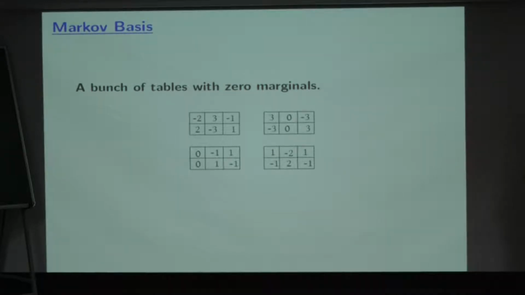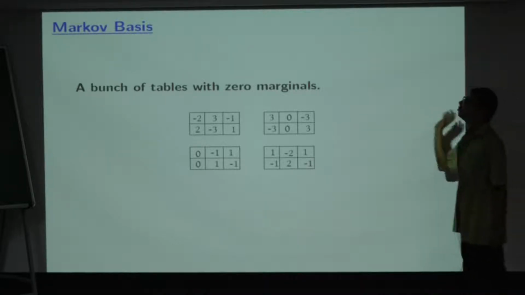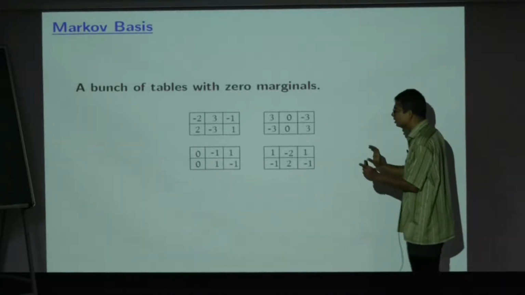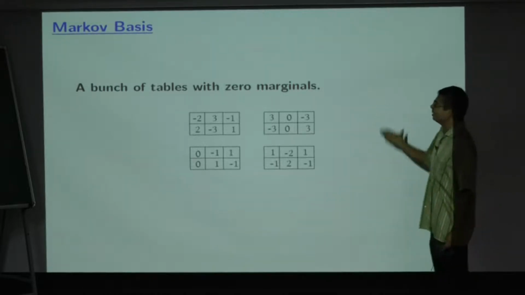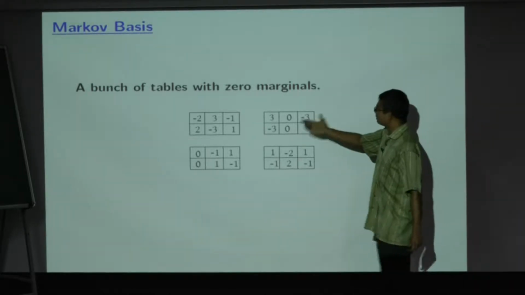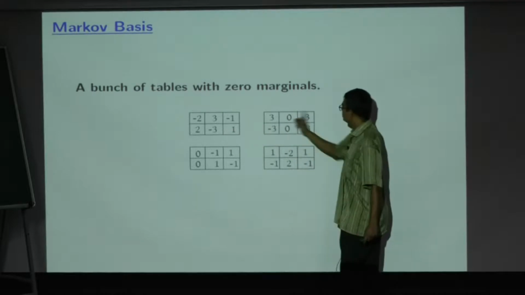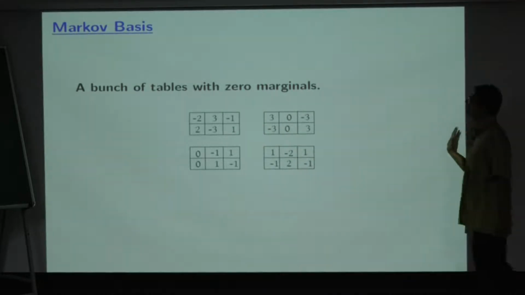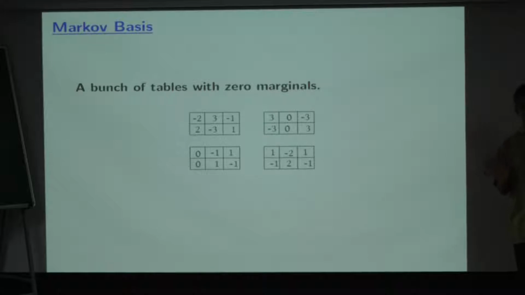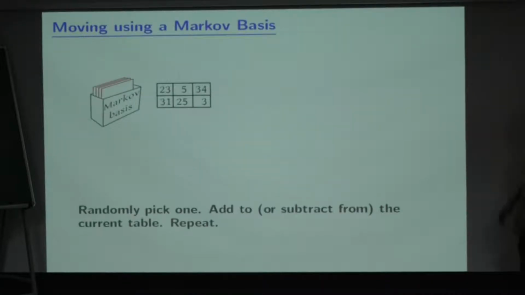So Markov basis, I will give the definition slowly. The first step is, it is a bunch of tables, all of the same size, in our case 2 by 3, with 0 marginals. So these are the things that we are going to add to our table so that we can generate new tables. Finitely many of them, here is one example. Some tables, all of them have 0 marginals, all marginals 0. So a Markov basis for the time being is just a finite collection of tables with 0 marginals. Certain other conditions are going to follow in a moment.